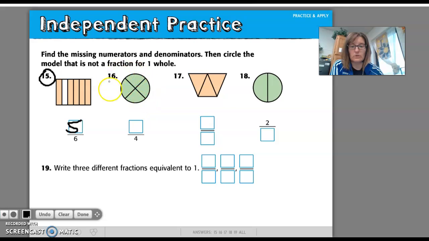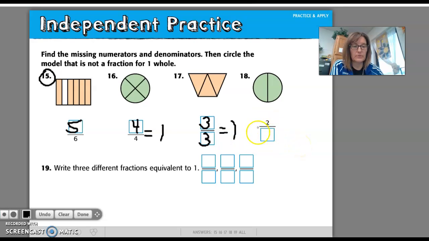This is a whole circle cut into pieces, 4 pieces. But I'm going to eat all 4 pieces, which means I'm eating the whole pie. This trapezoid, one trapezoid, is cut into 3 pieces. And we're going to use or shade all 3 pieces. So again, that equals 1 whole trapezoid.